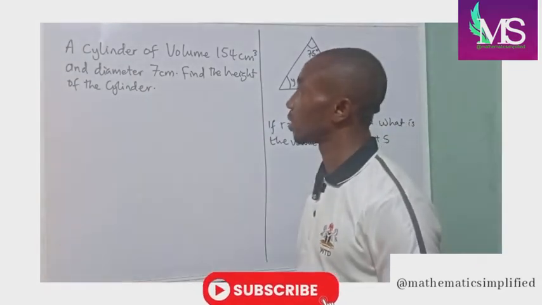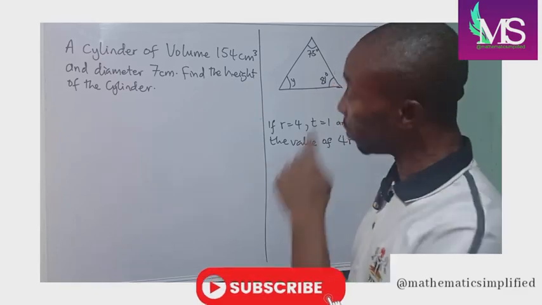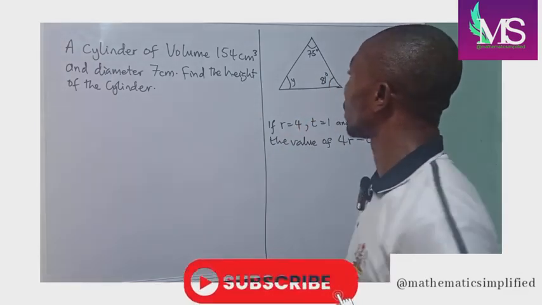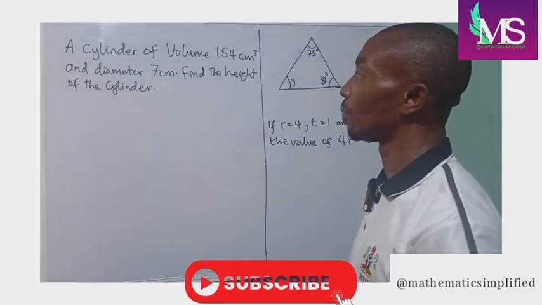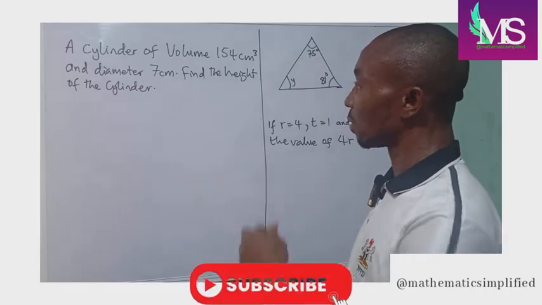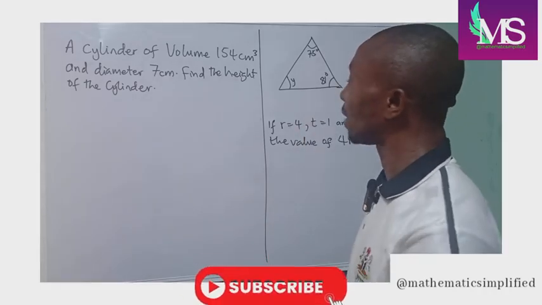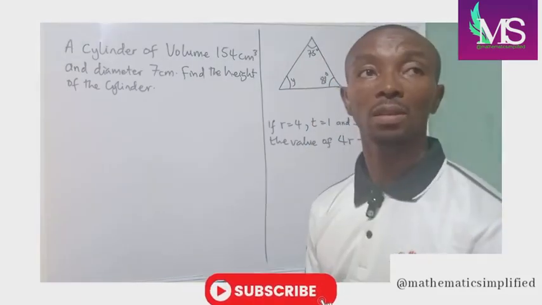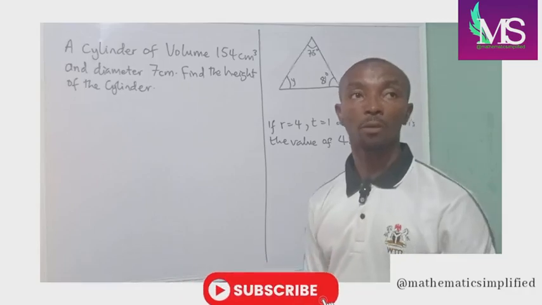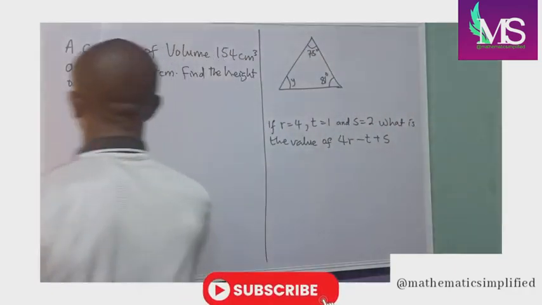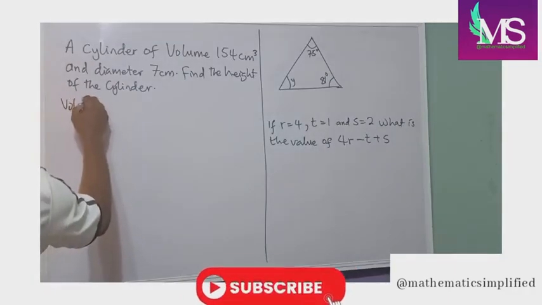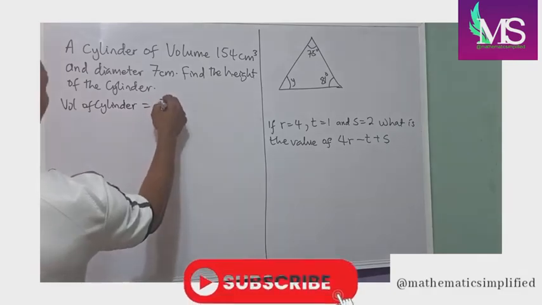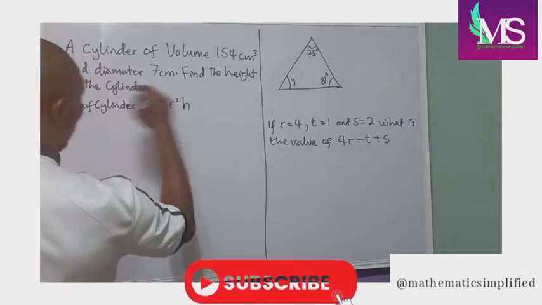Our next question says, a cylinder has a volume of 154 centimeter cube and a diameter of 7 centimeter. Find the height of the cylinder. Now, in order to find the height of a cylinder, we know that the volume of a cylinder equals pi r squared h.